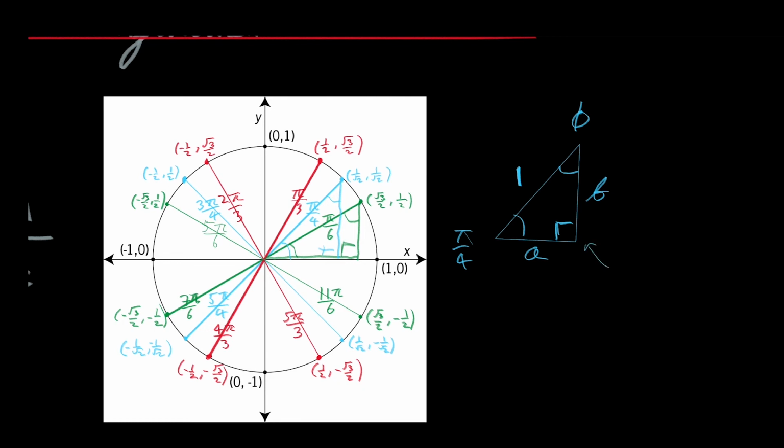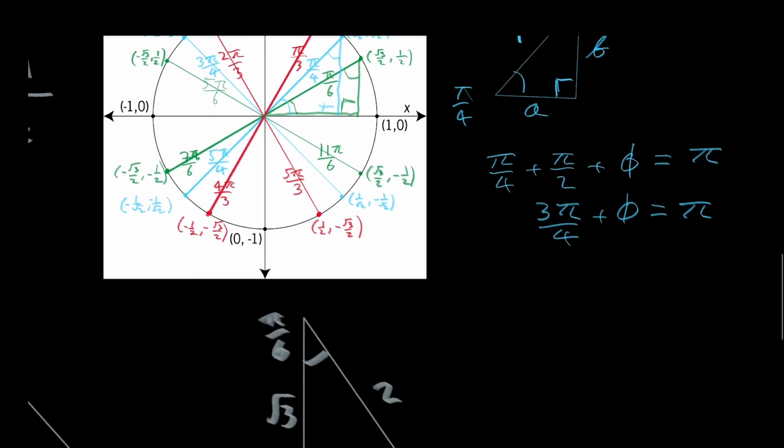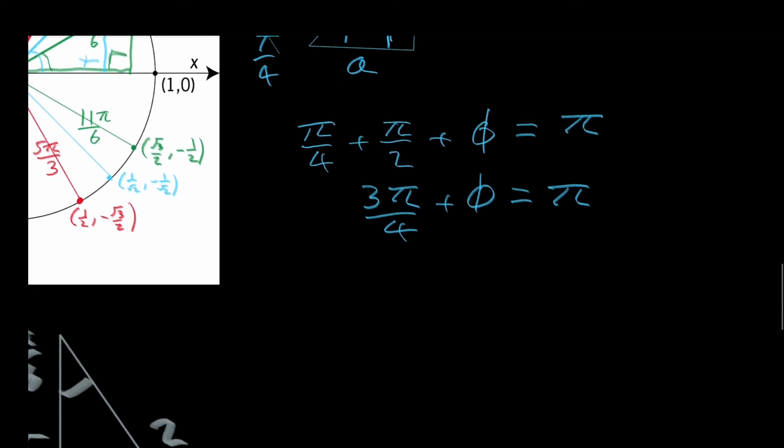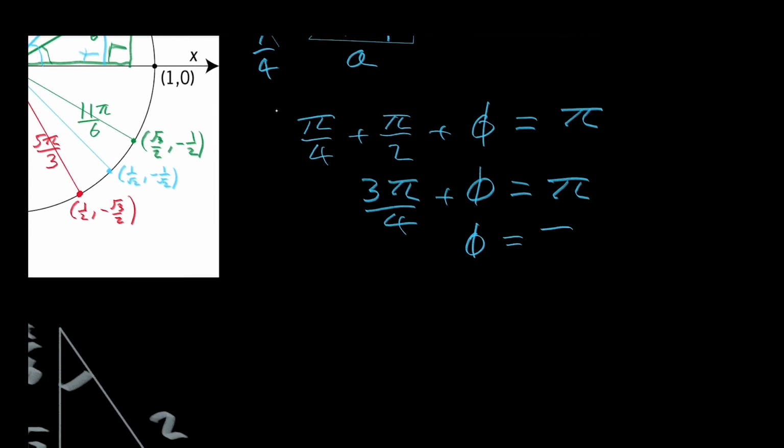We know that this angle is pi over 2 radians, or 90 degrees. So we can say that pi over 4, 45 degrees, plus pi over 2, 90 degrees, plus phi, those are all the angles of this triangle, must sum to pi radians, or 180 degrees. The interior angles of a triangle must add to 180 degrees. So when we simplify these two fractions, we get 3 pi over 4 plus our unknown angle phi, which must equal pi. When we subtract 3 pi over 4 from both sides, we get phi equals pi minus 3 pi on 4, and when you work this out, you will find that this just equals pi on 4.